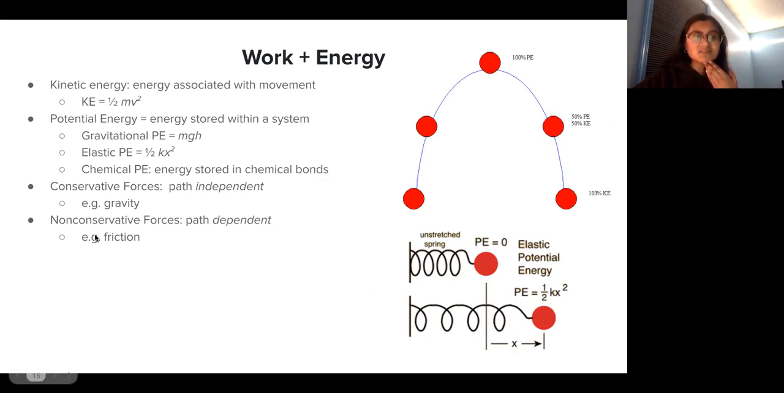And then also differentiating two kinds of forces. Your conservative forces will be those that are independent of the path that your system is taking, whereas your non-conservative forces are dependent on the path. So friction is something that depends on how far your object is traveling, or how far it's going down the slope and whatnot.